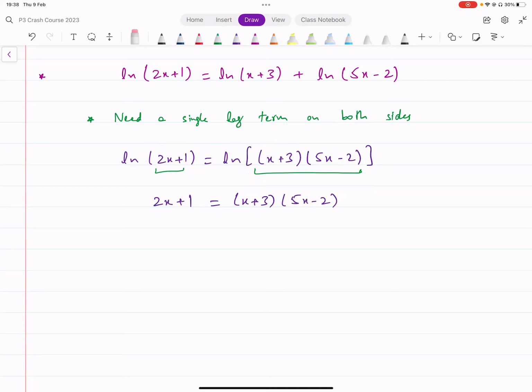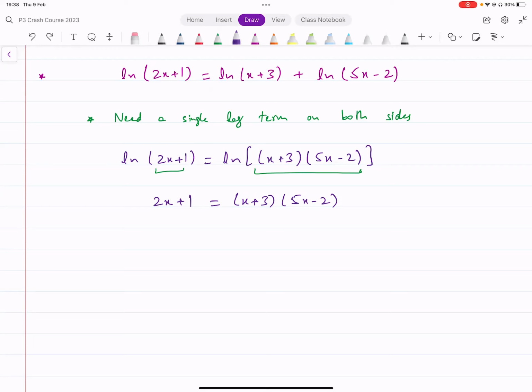All right. Please don't cancel logs like this in the first step. That would be incorrect. Log is not a number. You cannot cancel it like this. You have to first convert it to a single log term, like we've done here. And then we could say, since log of this term and log of this term are equal, the expressions inside should also be equal. So that's the proper way of doing this.